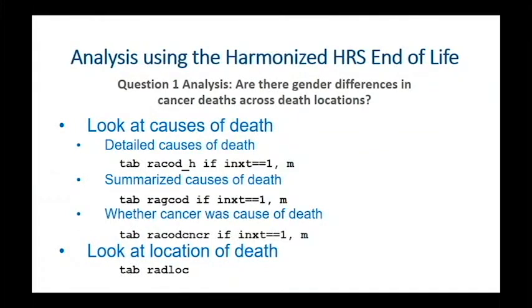Now we'll dive into our first question. Are there gender differences in cancer deaths across death locations? To answer this, we'll run tabs of 3 cause of death variables, one detailed, one summarized, and one indicating whether cancer was the cause of death. And we'll look at the special missings for those, and then we'll run a tab of the location of the respondent's death.